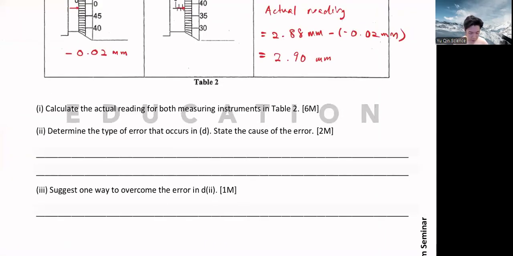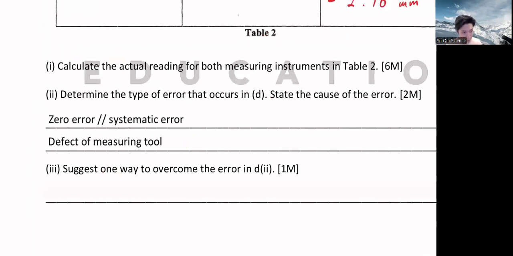So like first mark says determine the type. So it's zero error. Number 2, what's the cause? The instrument has a problem, as in the measuring instrument has a problem. Then only the next one asks you what to do. What to do is we have to minus away. So it's a defect. You bought it and it was like that from the start. Or maybe after some time people drop it on the floor, you knock this, you knock that, so the mechanism goes wrong, so there's a defect to it.